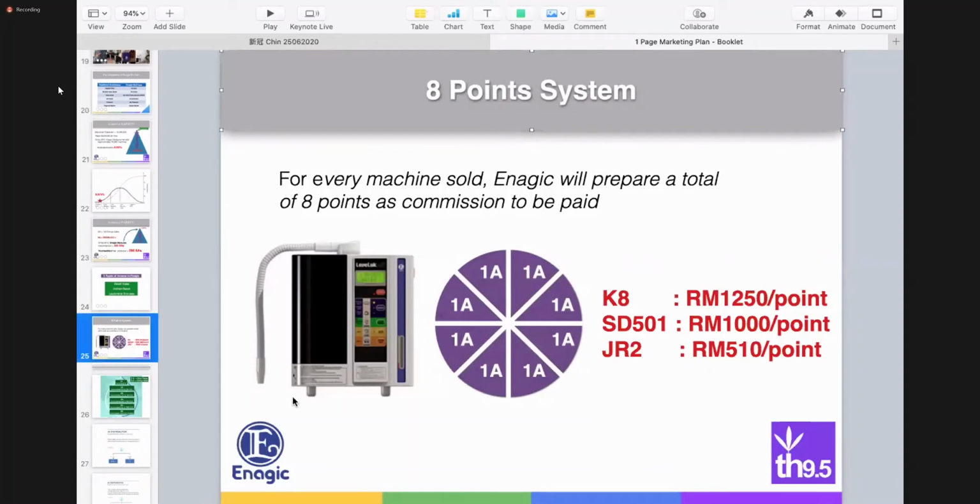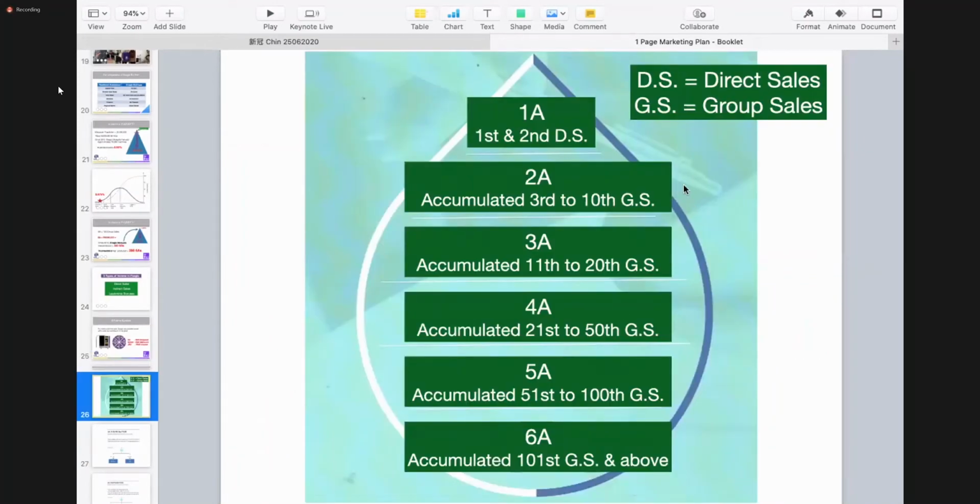Okay, so this is the chart. Later we will come back to see this. For the first 2 customers, you get 1 point. That means 1,000 ringgit. So if you introduce the first 2 friends, you get 1,000. But from the 3rd friend onwards, you will get 2 points. From the 11th onwards, you get 3 points. From the 21st onwards, 4 points. From the 51st onwards, 6 points.